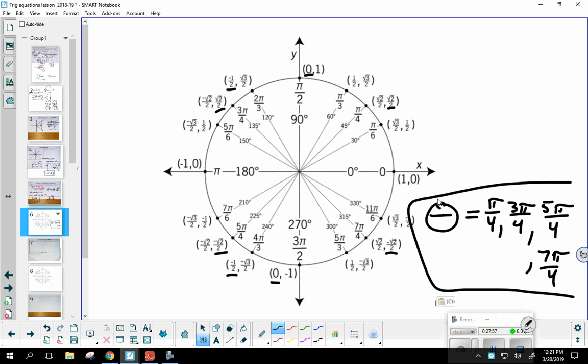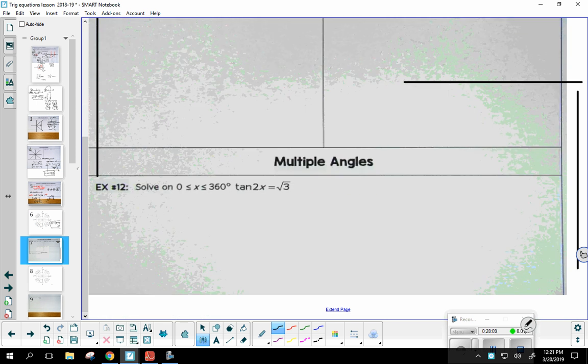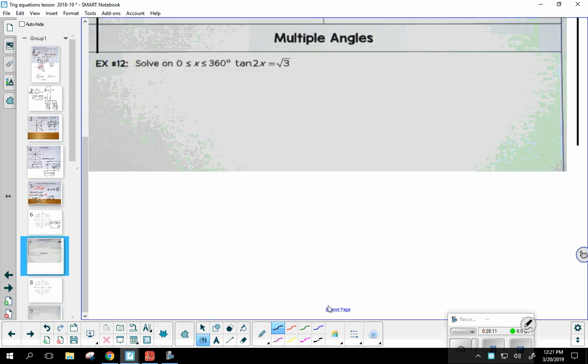How we doing? Any questions? Okay. Well, let me go ahead and show you this then. This is the last type of problem I want to show you. It's examples 12 and 13.